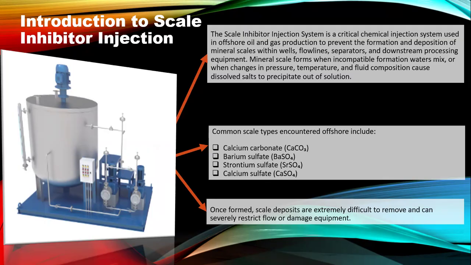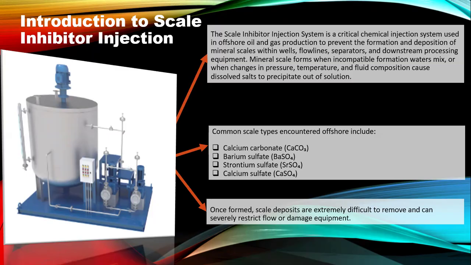So when we have incompatible water mixture, or when temperature changes, or fluid composition changes. Let's say we have a particular crude coming, and then we have a lighter crude that comes in. Due to the change in composition, we might have salt precipitating to form scales. Over time, the scaling will start propagating, and then you start blocking your pipe.